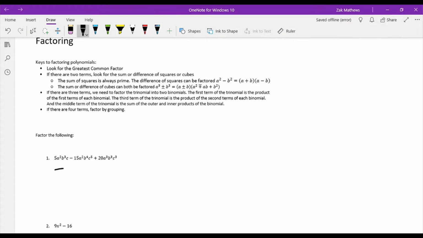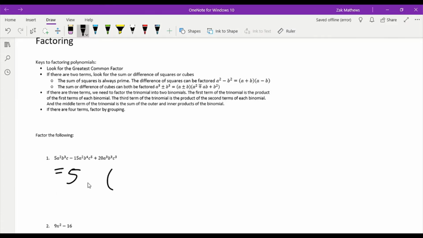So let's start with the number portion, the numeral. So I have a 5, a 15, and a 20. What goes into all of those things? Well, 5 goes into all of them. And let me leave myself some space. So I'm pulling this out of the parentheses, I'm factoring it out.